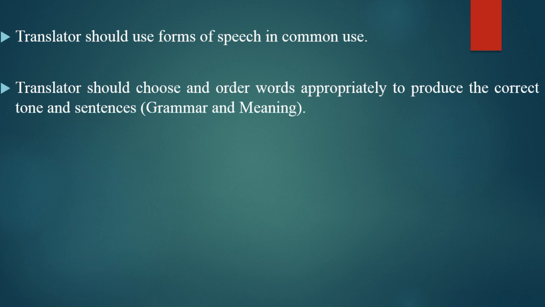Translator should choose and order words appropriately to produce the correct tone and sentences, grammar and meaning. Again, we say that translation is meaning and grammar. For example, if I want to translate from one language to another language, I will take the meaning of the source language, translating. Now I have the meaning of the source language ready to be in the target language. What to do then? Put that meaning in the new grammar of the target language.